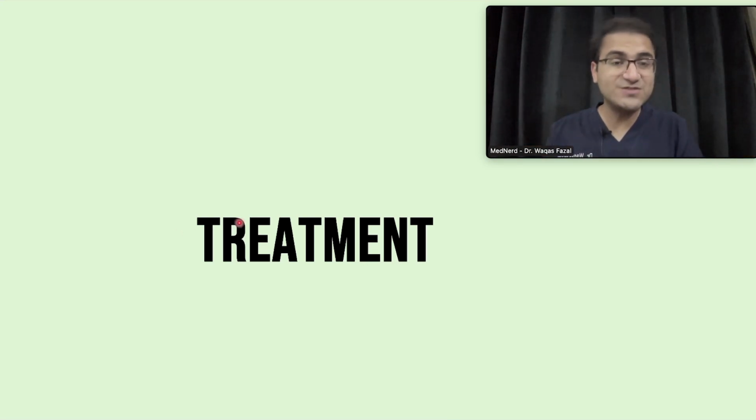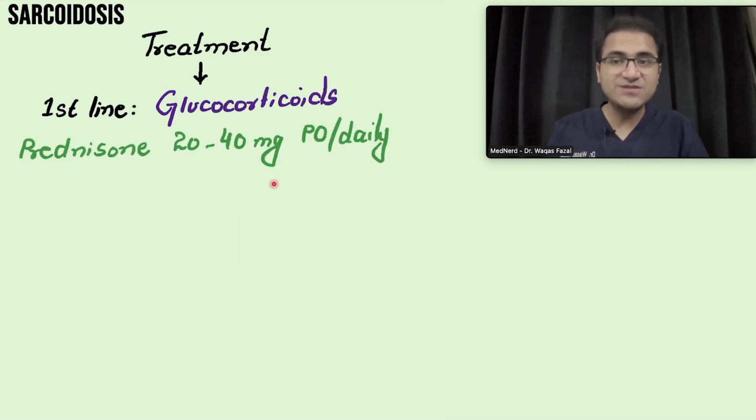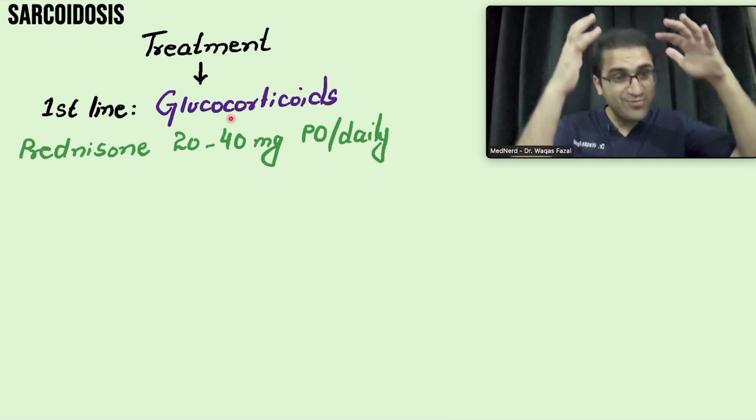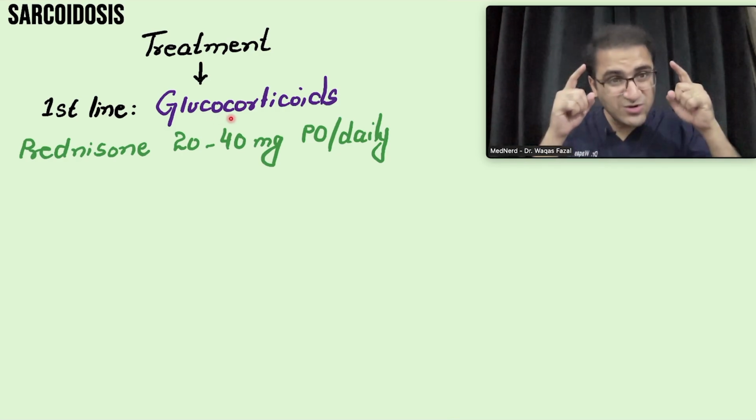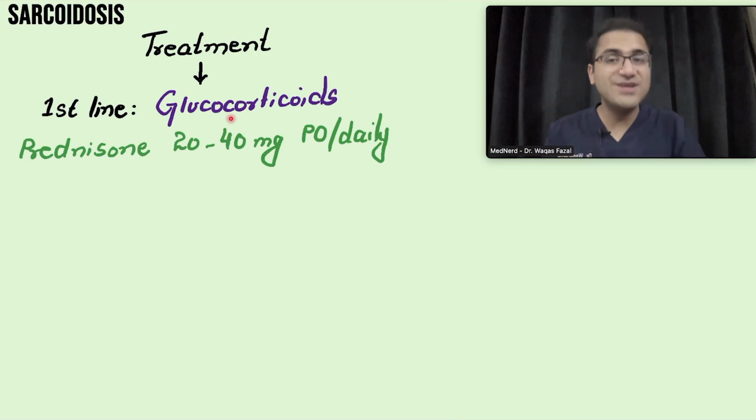But in certain cases where the patient is very symptomatic, where the patient is experiencing many symptoms, in such cases, first line treatment is glucocorticoids. Why are we giving glucocorticoids? Because we want to suppress the immune response, because we want to suppress the formation of granulomas. Therefore, glucocorticoids are given. The glucocorticoid of choice is prednisone, 20 to 40 milligram per orally daily.